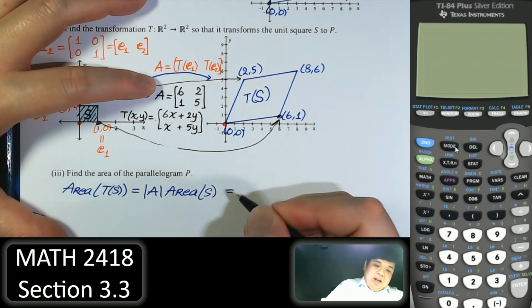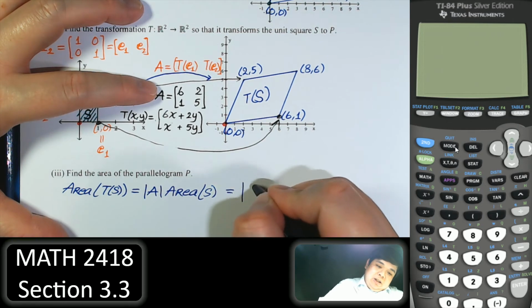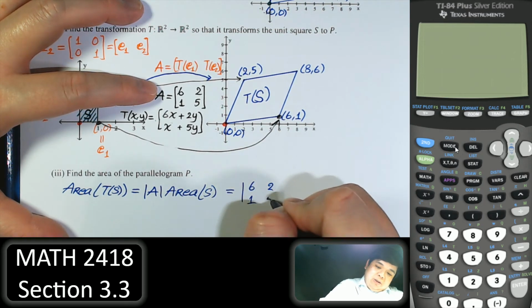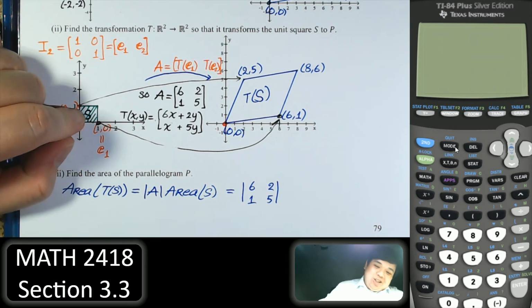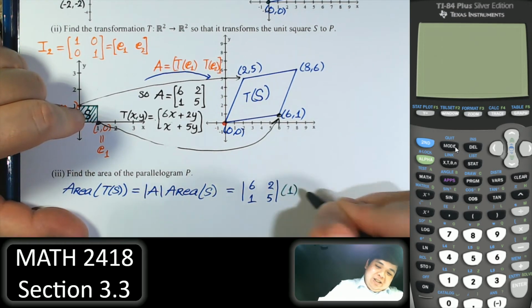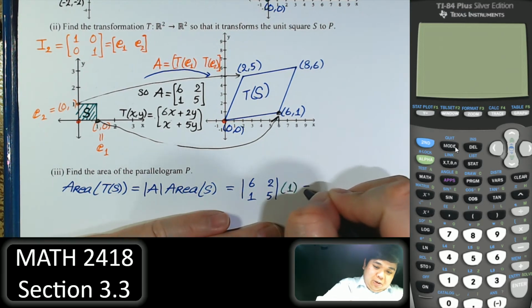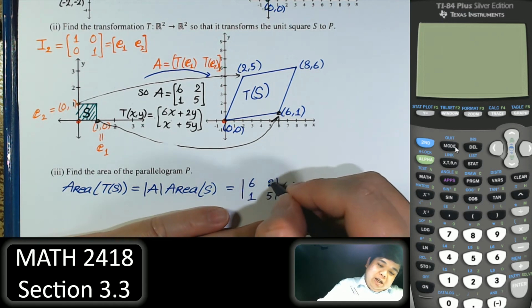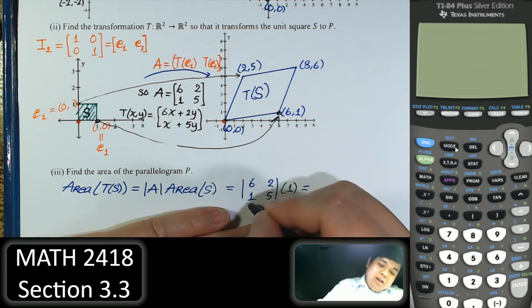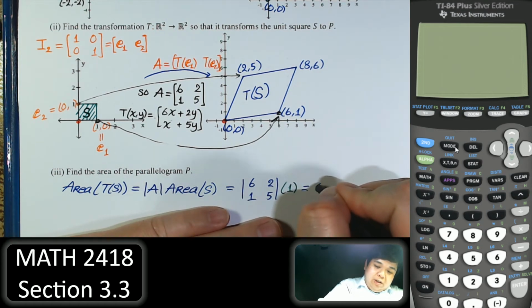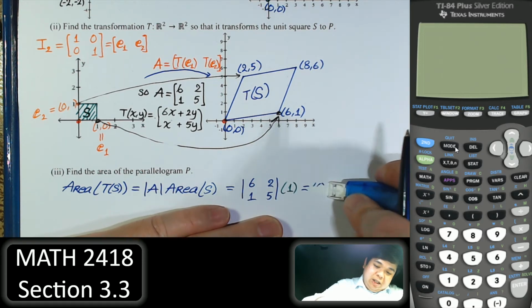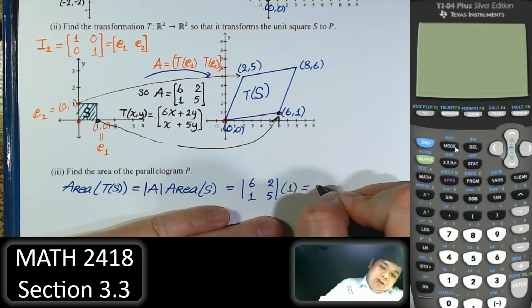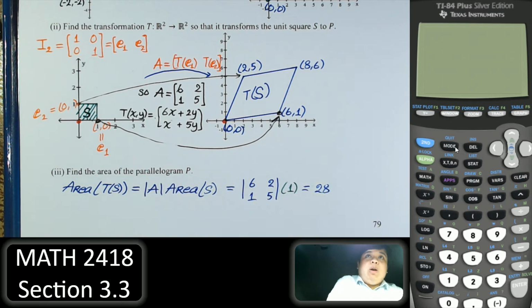So the determinant of A will be 6 times 2 minus 1 times 5. The area of S, the unit square, that's convenient, it's just 1, right? So it's going to be 30 minus 2, just 28. So the area of the parallelogram is 28.